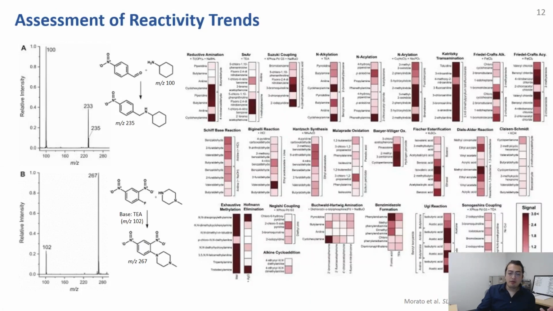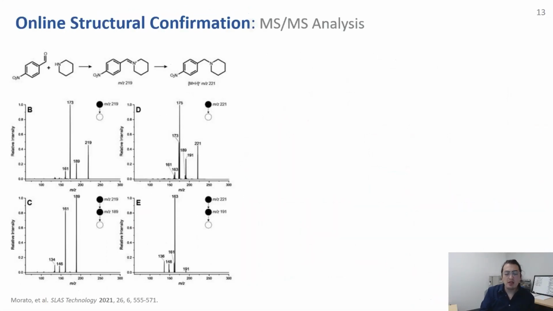And on the top, you will see that you still have a lot of reactant left over, that's cyclohexylamine, and you have two peaks. One corresponds to the product, 235, and a 233 that we don't know what it is. So how can we figure it out? Well, as I told you, we can do MS/MS to characterize these unexpected products.